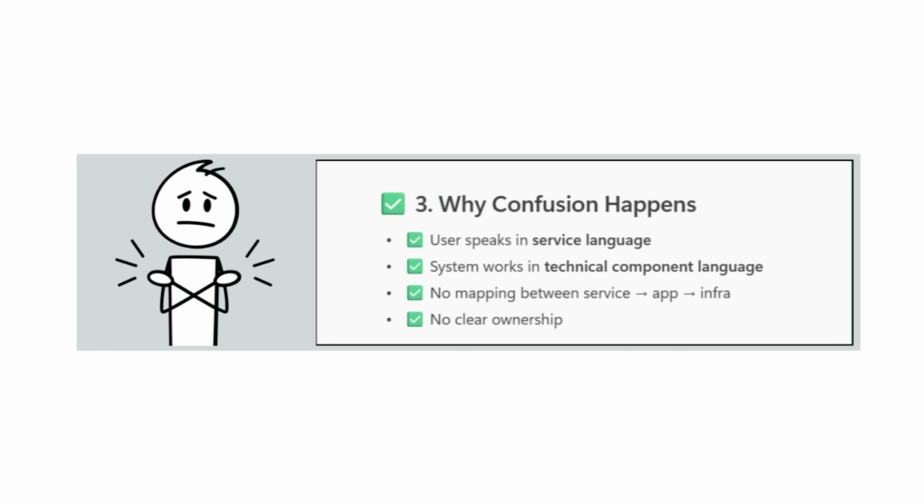So now, why does this confusion happen? The user's problem was very simple: email service is not working, but the system is treating it like this service or application is not working. So the user is speaking in service language whereas the system is working in technical component language. When both sides speak different languages, obviously there is chaos, resolution is not there, and the ticket goes in circles. This is the normal situation in many organizations.